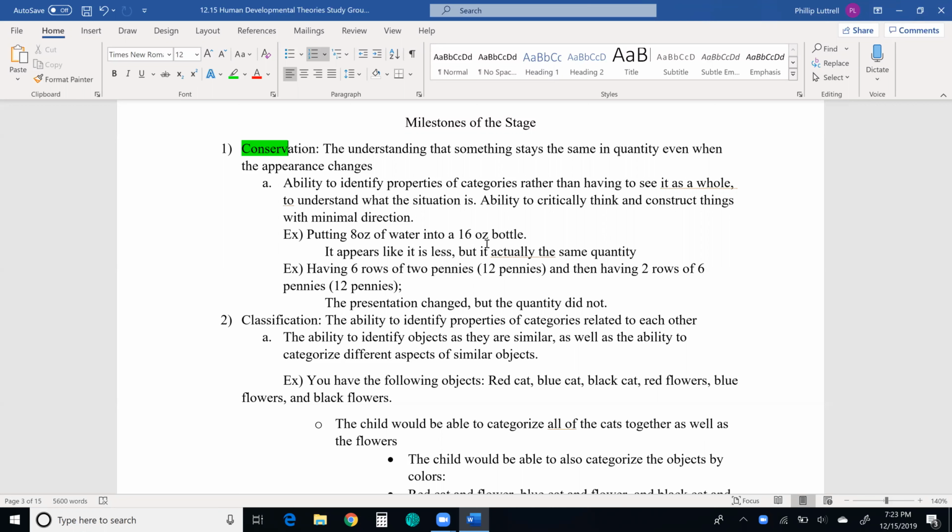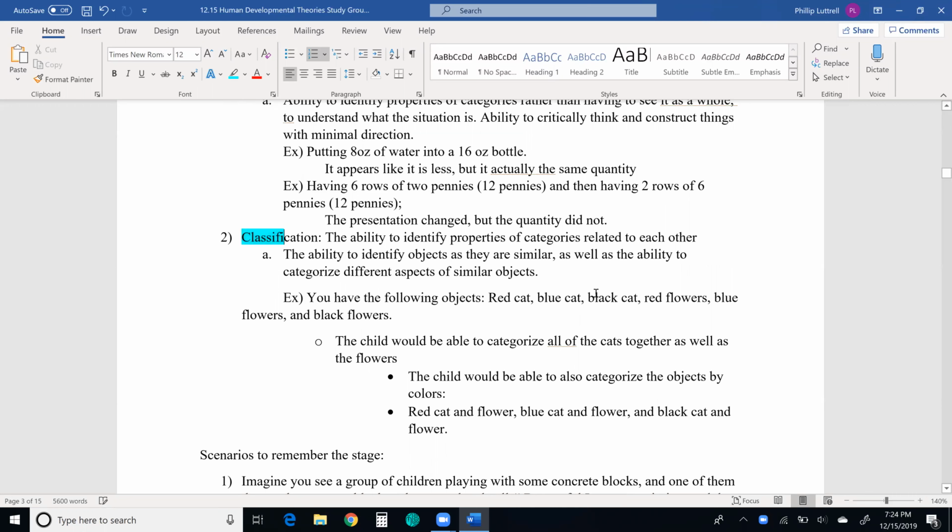Someone that has conservation would be able to say that is a whole concrete block if I put it back together. Classification, on the other hand, key emphasis on classify. This is where we're able to put different things that look similar into classes or categories. So it's the ability to identify properties of categories related to each other.